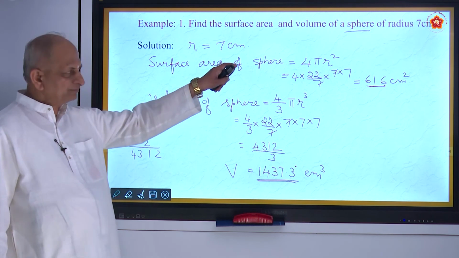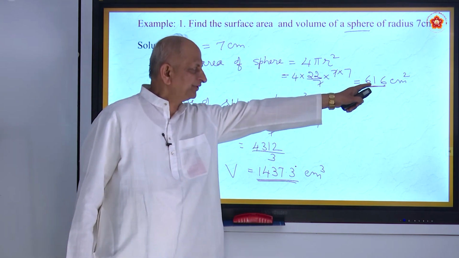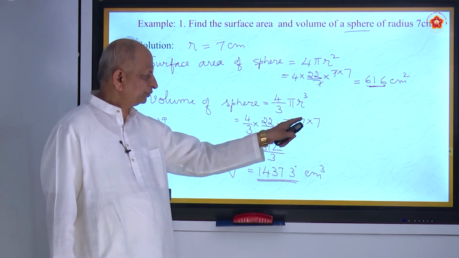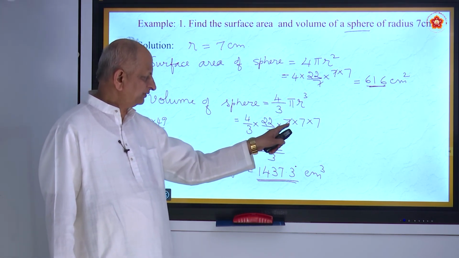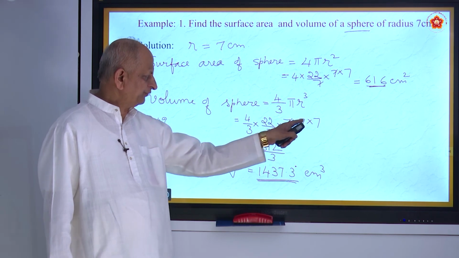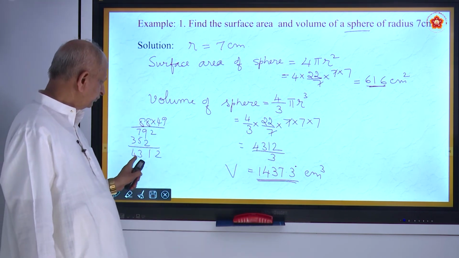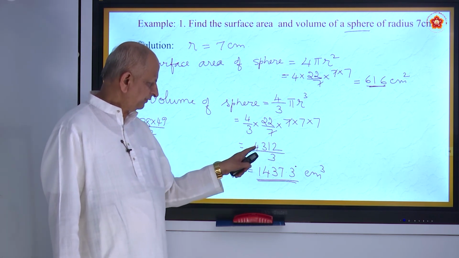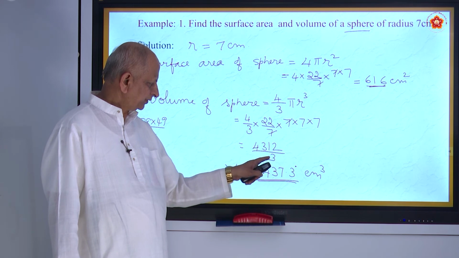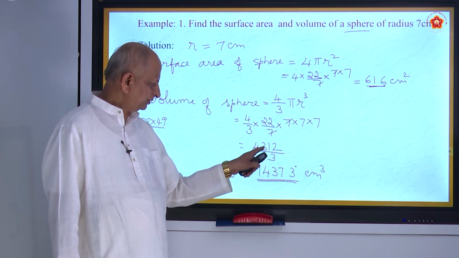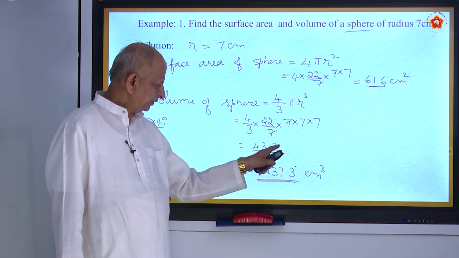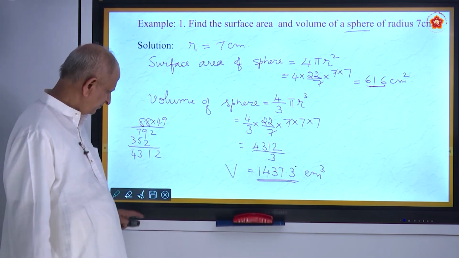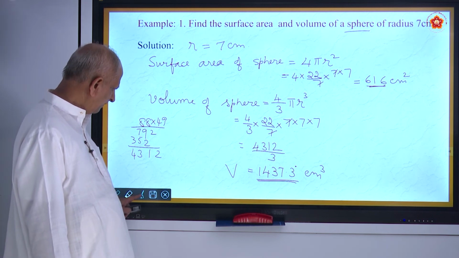So is it clear? R is 7, apply it, you get 616. Here R is 7, so 3 times. These two cancel, and you get 88 into 49. That comes to 4312 divided by 3. 3 1s are, then 13, 3 4s are, 11, 3 3s are, 22, 3 7s are. Is it alright? Taken down? Fine. Shall we move to the next problem?